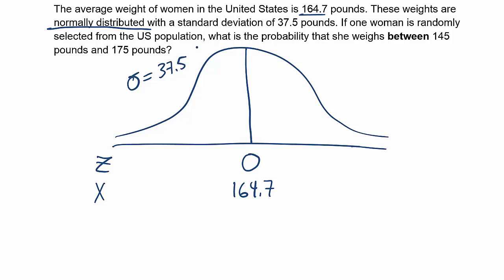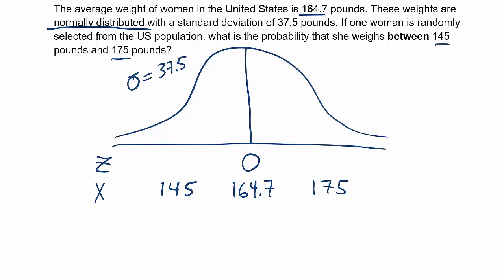And then we're looking for weights between 145 and 175. So 145 is on the left-hand side of the curve. It's very important that you put it appropriately with respect to the mean, right? So it's got to be less than the mean, so it's on the left-hand side of the curve. And then 175, the other number we're interested in, right? That's above 164, so that'll be on the right-hand side of the curve.